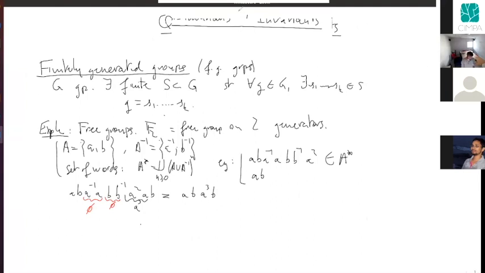Okay, so this is a very simple group in some sense, because what you do is just you concatenate words, and when you see one letter next to its inverse, you simplify. And when there are no simplifications, a word is reduced if there are no simplifications.